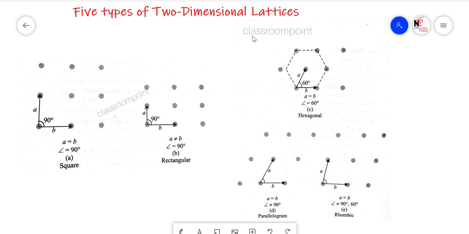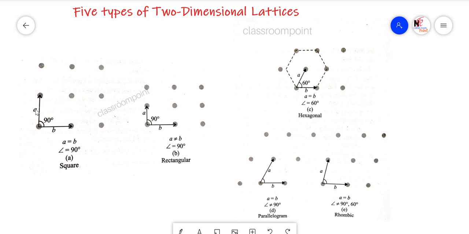So among two-dimensional lattices, with the AA pattern we get two two-dimensional lattices, and with the AB pattern we get three two-dimensional lattices. Now come to this point. In these two cases, the distance between these two particles is the same.